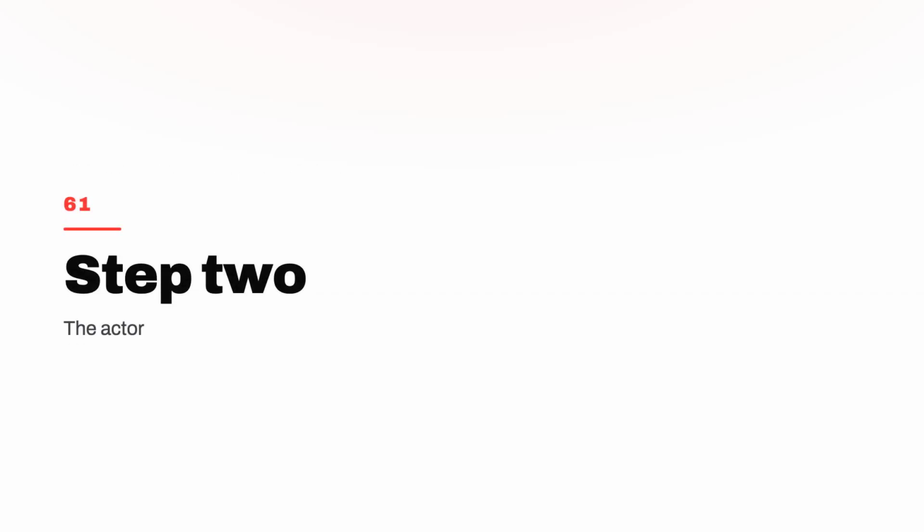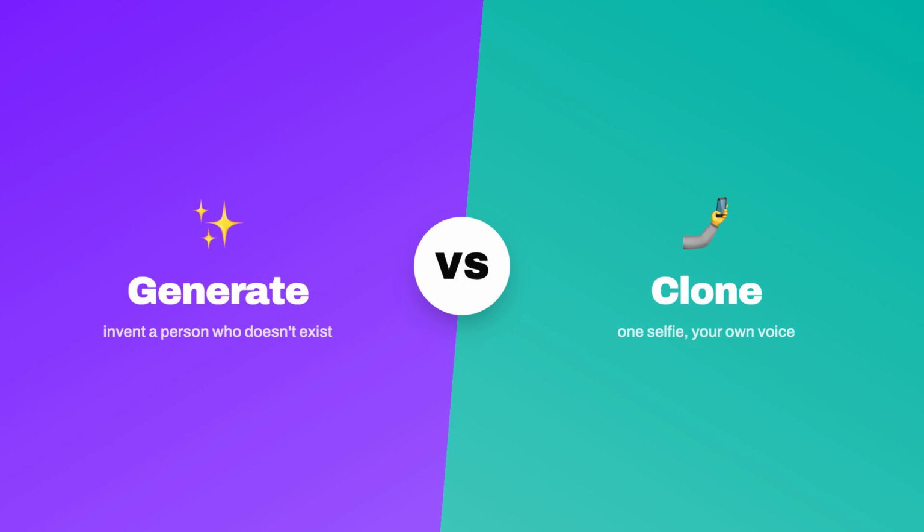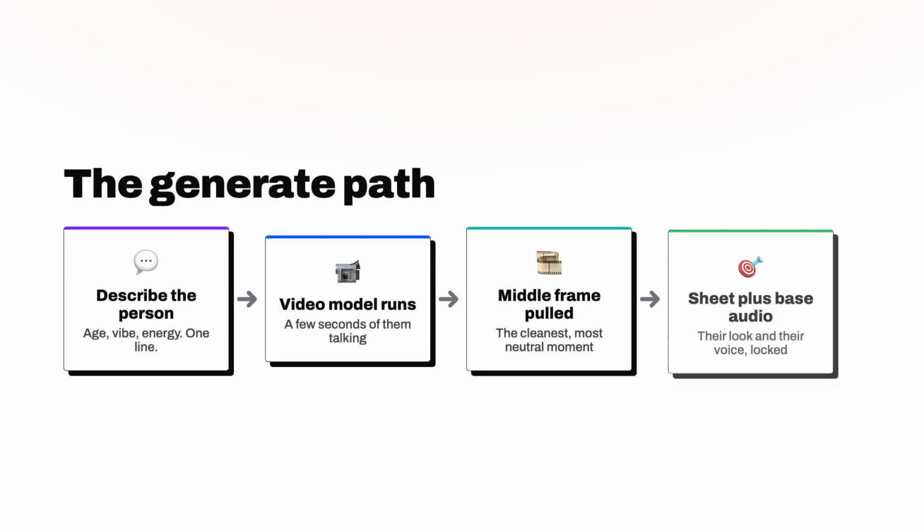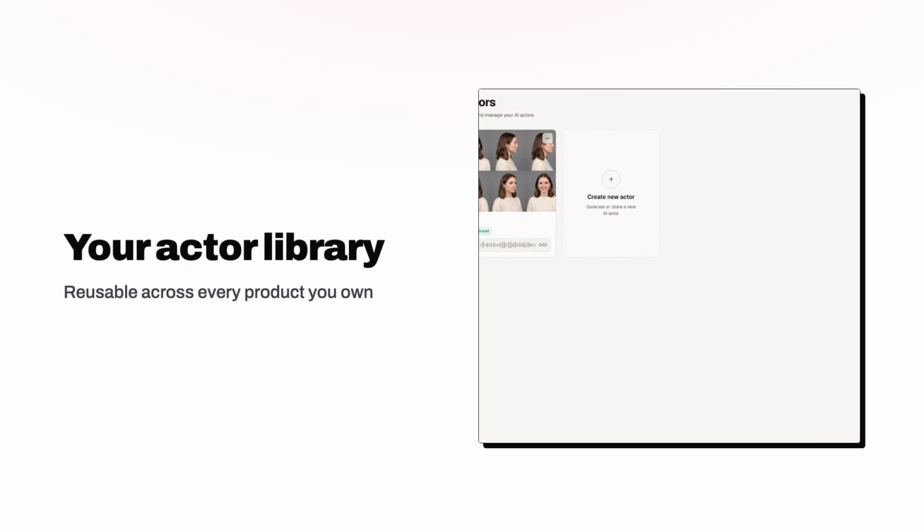Step 2, the actor. This is where you get an actual choice. Second of 4, 2 paths. Make someone up or use yourself. Both end in the same place. The generate path runs a short video first, grabs the middle frame, and builds the sheet off that, which lands here. Every actor in the library carries their sheet and their base voice.